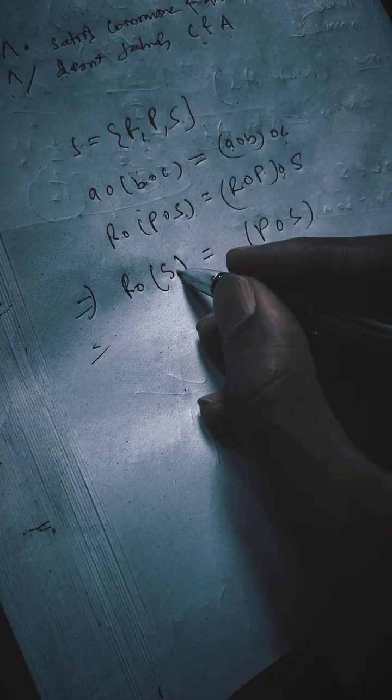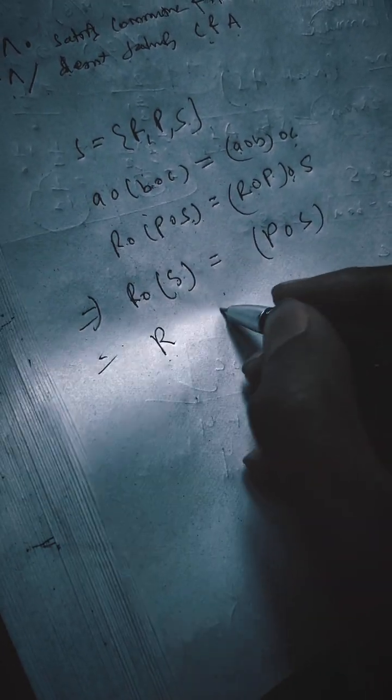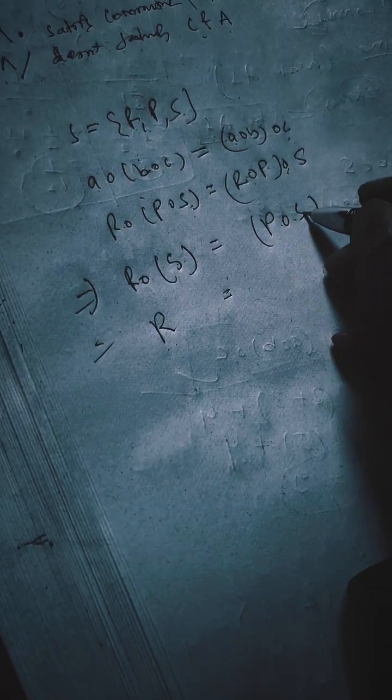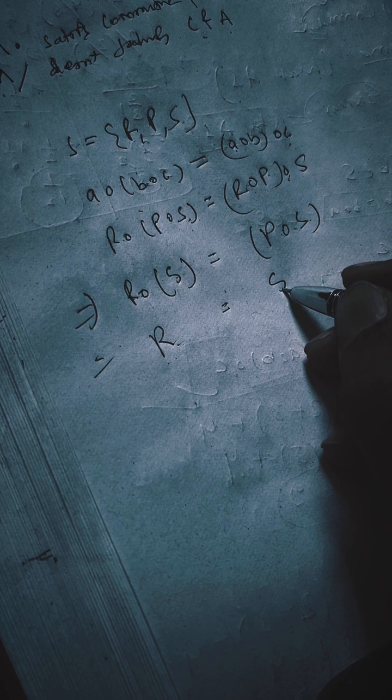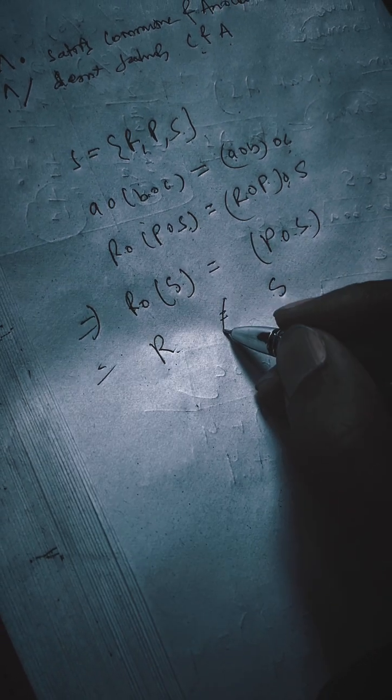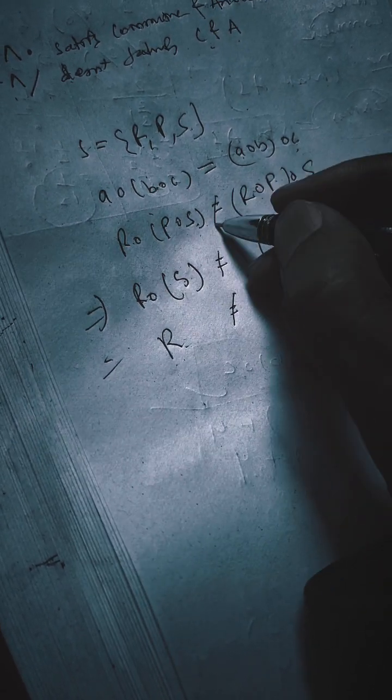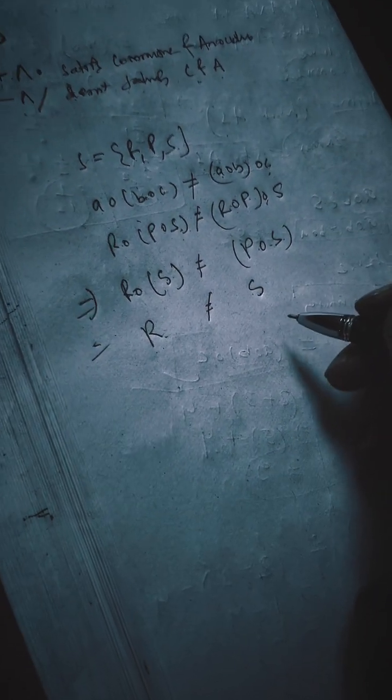So what is rock operate scissors? Rock operate scissors is rock. What is paper operate scissors? Paper operate scissors is scissors, but R is not equal to S. So we got a contradiction. Does R equal S? No, R does not equal S. It means our game does not satisfy the associative property. And we can check in any order.